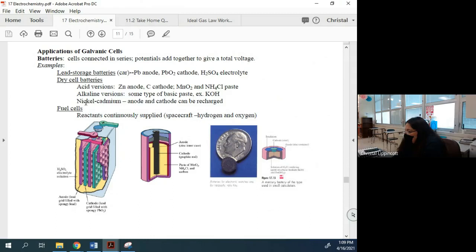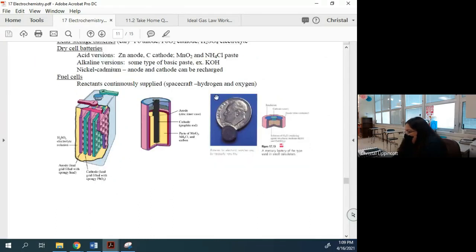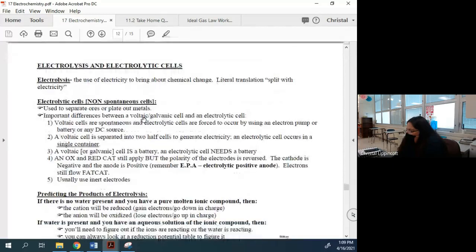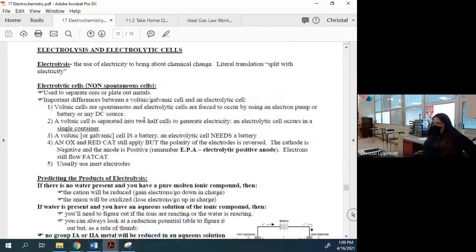And then nickel cadmium batteries, where you have your anode and cathode, they can be recharged. So a lot of times those are in your cell phones, okay? All right, here we go.